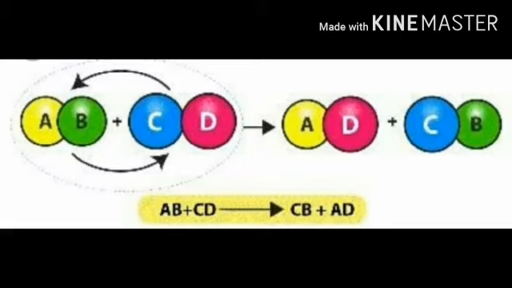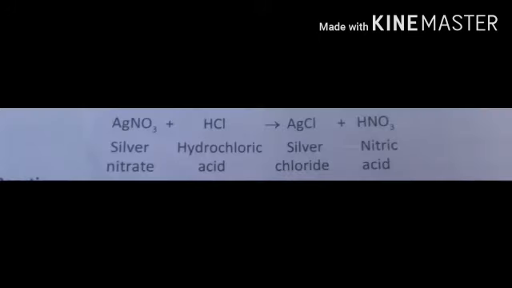If you can see in the picture, we have taken two compounds, AB and another compound, CD. So what will happen in the double decomposition reaction? A will react with D and form AD, whereas B will react with C and form BC. This is how the double decomposition reaction works.